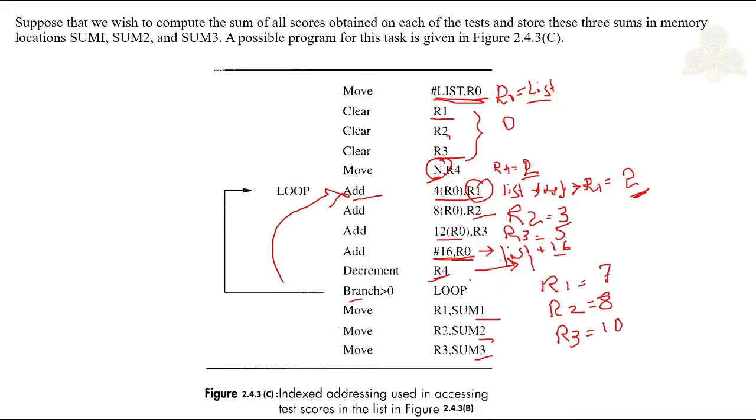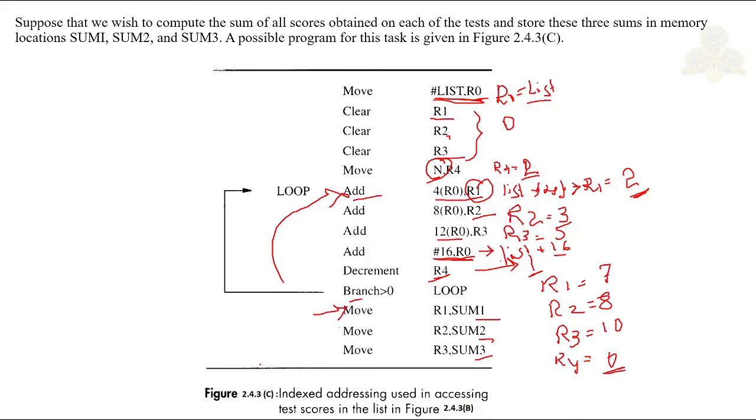Decrement R4. What is the value of R4 previously? It was 1. 1 minus 1, that is, R4 is now 0. Right? So then what you have? Check if R4 is greater than 0. Is 0 greater than 0? No, it is false. Then what happens?